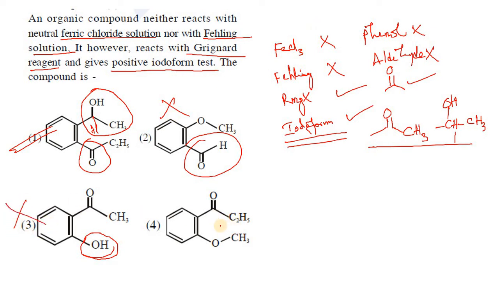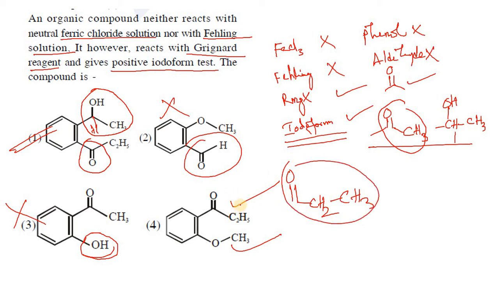And if you take the fourth one, it's a ketone and this one is an ether. Here this ketone C double bond O, this one is CH2CH3. Here there is no CH3CO fragment. This one is not a methyl ketone. So this one is negative towards the iodoform test. So this one is also incorrect. So what is the correct option? The first one is the correct option.